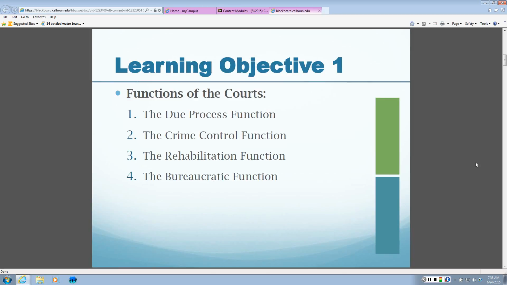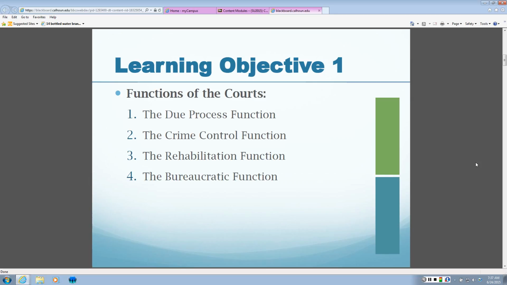Now, I'm going to digress just a little bit from the text with the 4th function, because I don't even really consider the bureaucratic function an actual function of the courts. But I want to talk about these others first. And the first is the due process function. When you hear the term due process, what you should be thinking of is fundamental fairness.